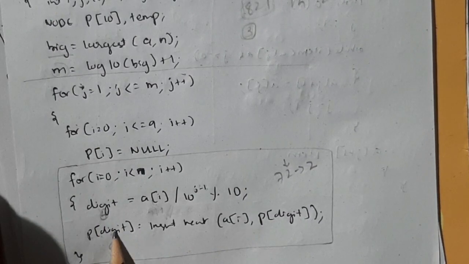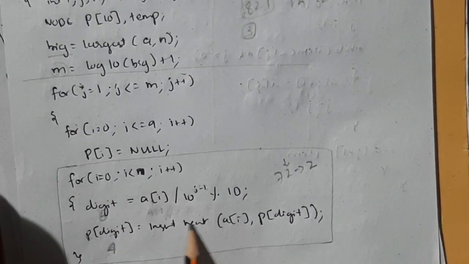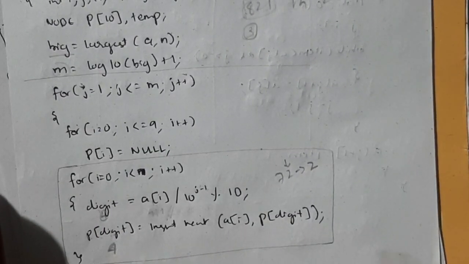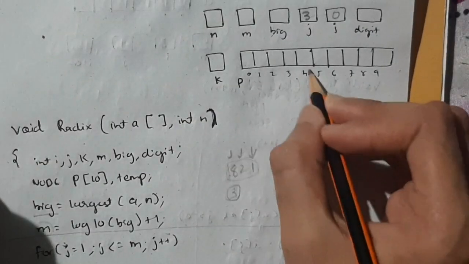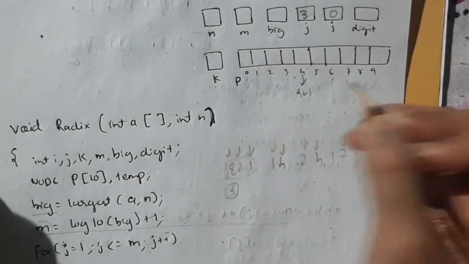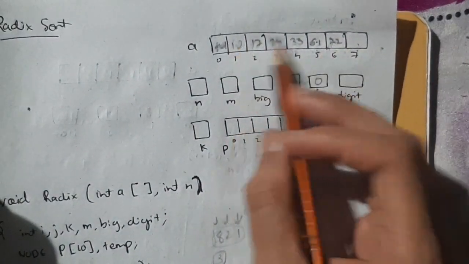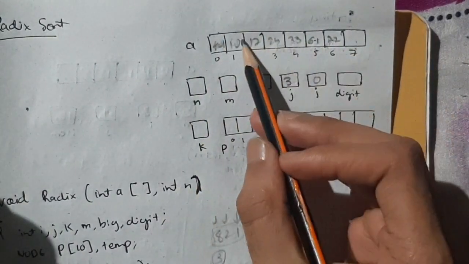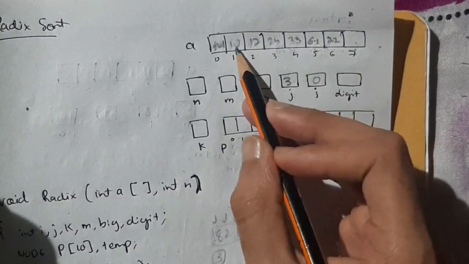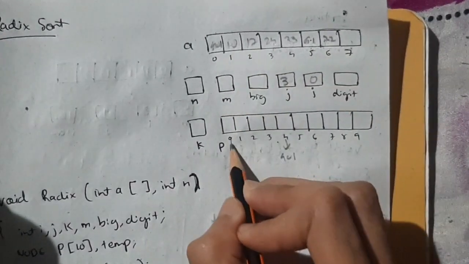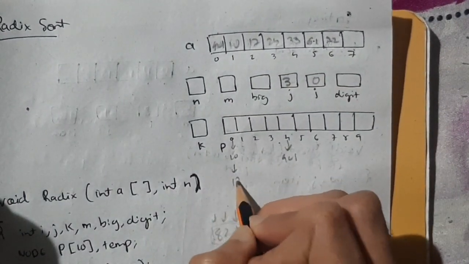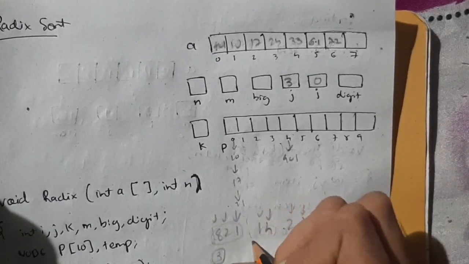Now p of digit, p of 4, will have this 401 inserted. Now what is p of digit? 4. Here 401 will be inserted. For all other numbers, it's just 2 digits, no? So all will be stored at the 0 position in this fashion. Like 10 will be stored first, then 17, then 24, and so on.